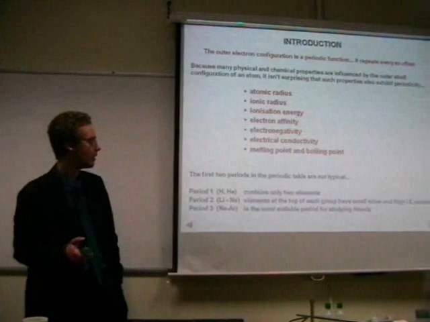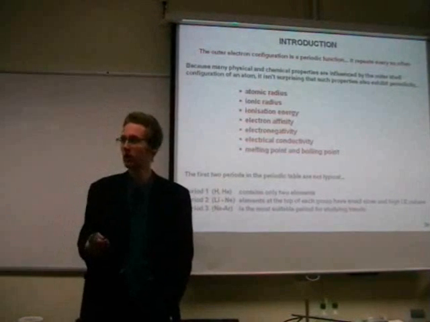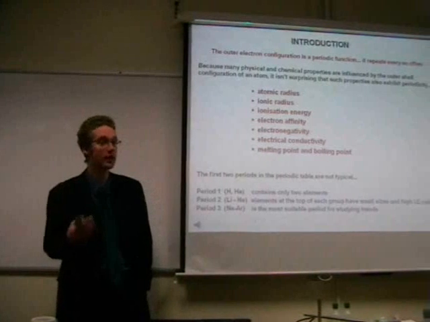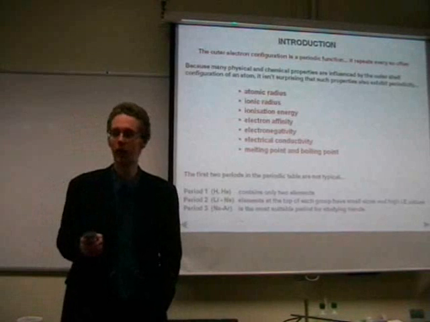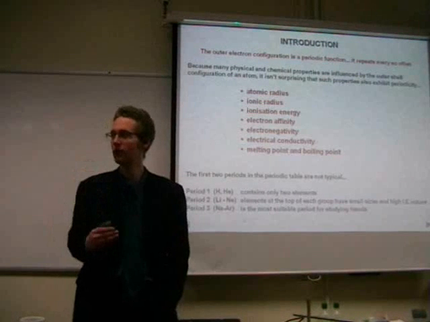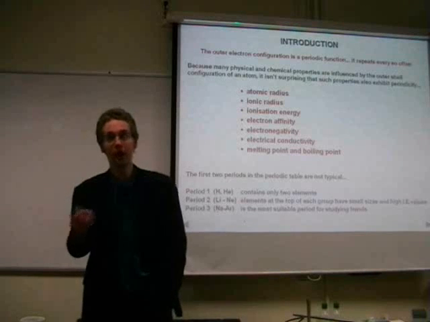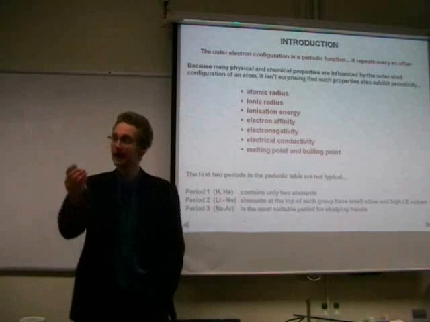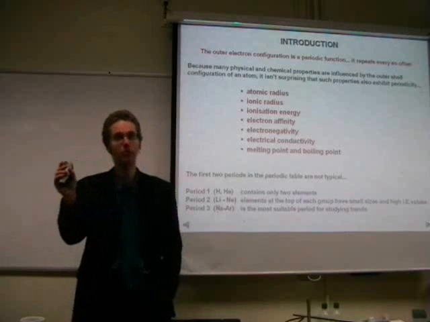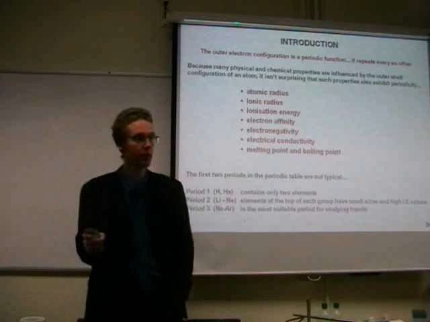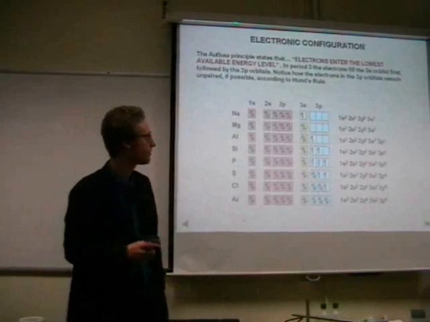So, the first two periods are quite atypical of the rest of the block. That's because the first period contains only hydrogen and helium. In the second period, the atoms are significantly smaller than the atoms below them, and as a result they have unusual properties. So the fact that nitrogen, oxygen and fluorine hydrogen bond is atypical of those groups. What we're saying is, at the top of the group, there are different properties based on the fact that they are so small. So let's consider electron configuration.